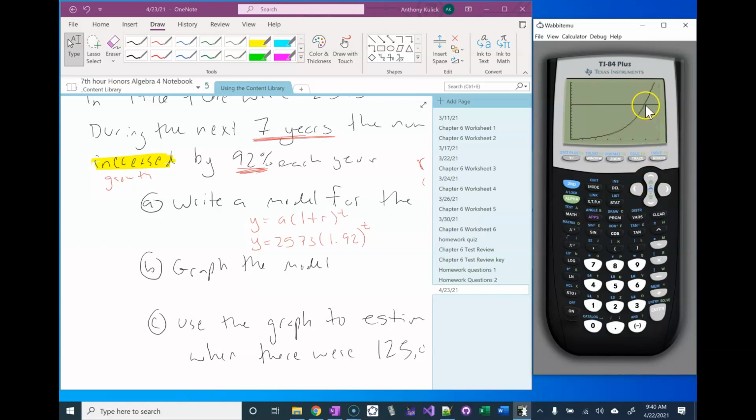And I'm going to find this intersection with my calculator. So just kind of eyeballing it, it looks like right around 6 years, or maybe a little bit less than 6 years. But let's find it pretty precisely. So I'm going to press second and trace. This gives me the graph commands. I'm going to choose the intersect command and press enter.